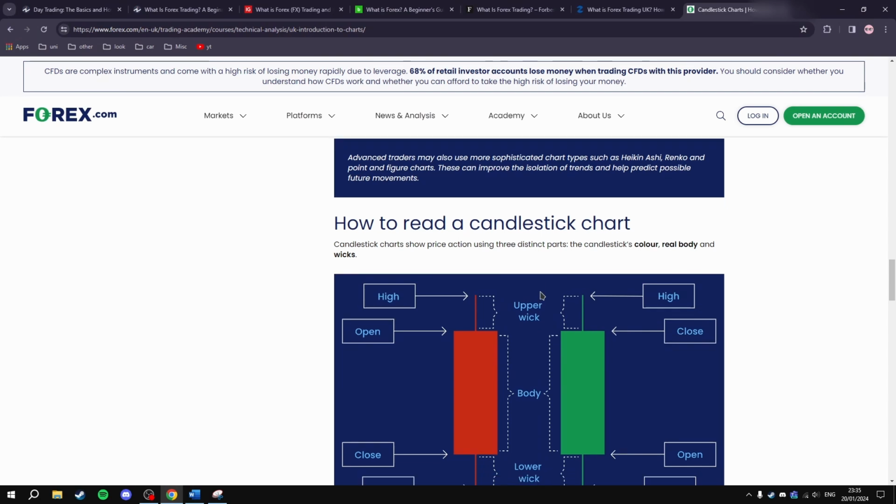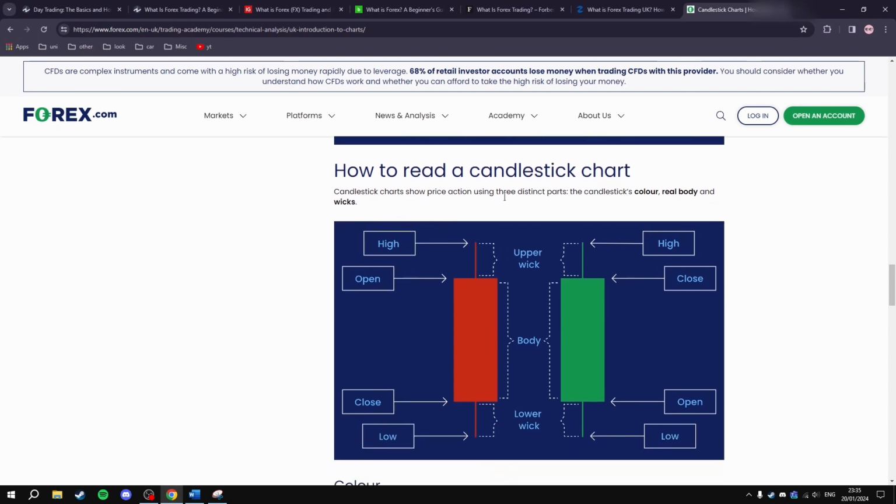How to read a candlestick chart. Candlestick charts show price action using three distinct parts: the candlestick's color, real body, and wicks.